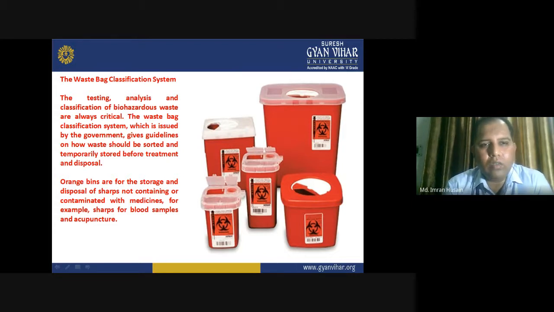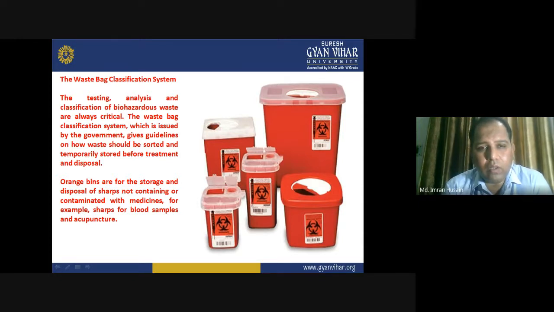It gives guidelines on how waste should be sorted and temporarily stored before treatment and disposal. How you have to treat such a dangerous material, how you have to sort it out, and how you have to dispose of it. So there are protocols and color codes that should be followed every time.